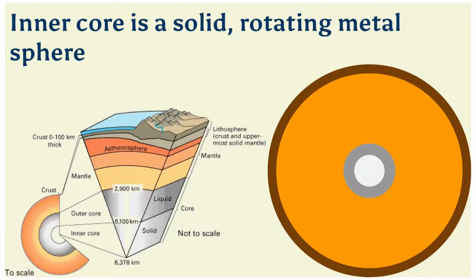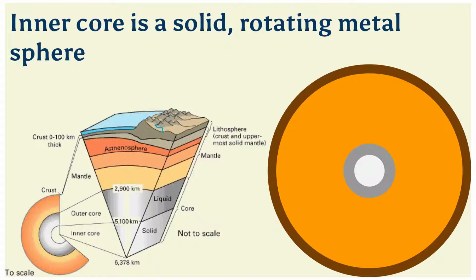Below that is the inner core. The inner core is a solid rotating metal sphere or metal ball. So we kind of complete my fancy diagram of science here. We've got our crust, we've got our mantle, we have our outer core, and then we have our inner core. Okay, so at the very center is this solid ball of metal.